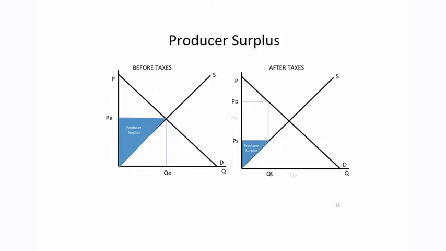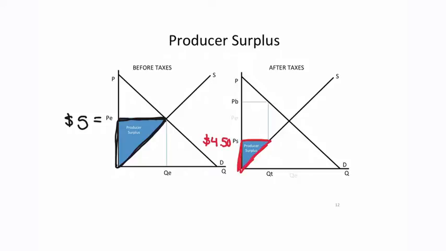Now, let's look at producer surplus. For producers in equilibrium before the tax, the price was $5. Their producer surplus was the area below the price and above the supply. So here is our producer surplus. Now, once the tax is imposed, the price that they receive is $4.50. So now their producer surplus is below the new price and above the existing supply curve.